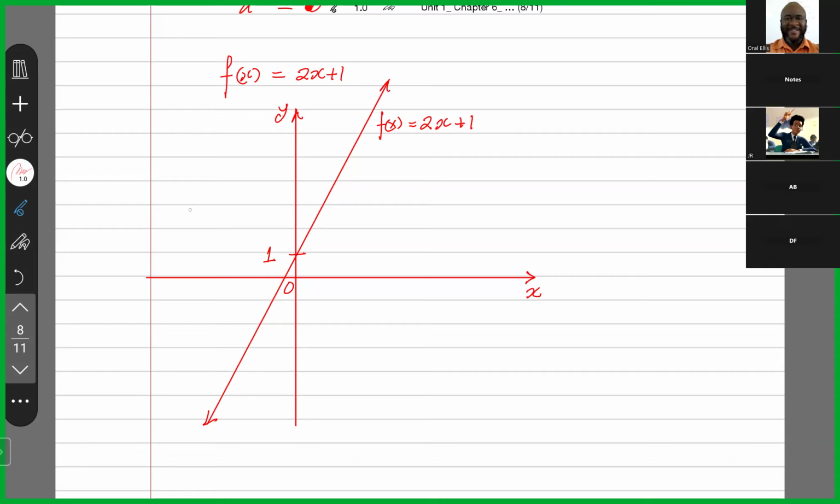So I can draw a horizontal line, a line parallel to the x-axis. When you do this, you should use a ruler. Now, I'll notice that this line cuts the graph at most once. So at most, there is one intersection.